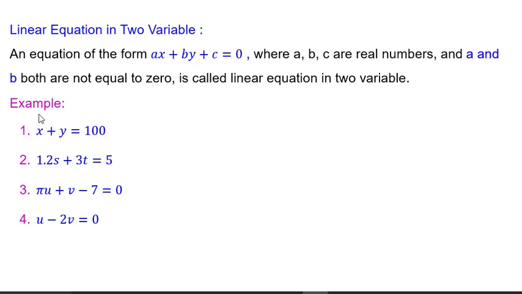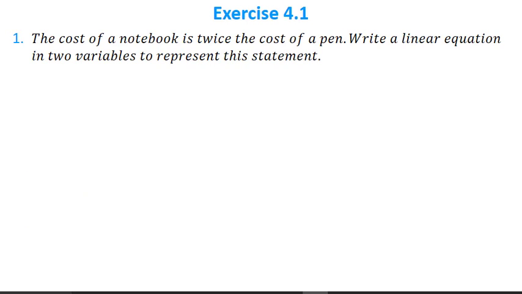Now in these examples, in the first example x and y are variables, in the second s and t are variables, in the third u and v are variables, and pi has a fixed value which is 22 upon 7 or 3.14. In u minus 2v, u and v are the variables. Now let us solve some problems based on this concept.